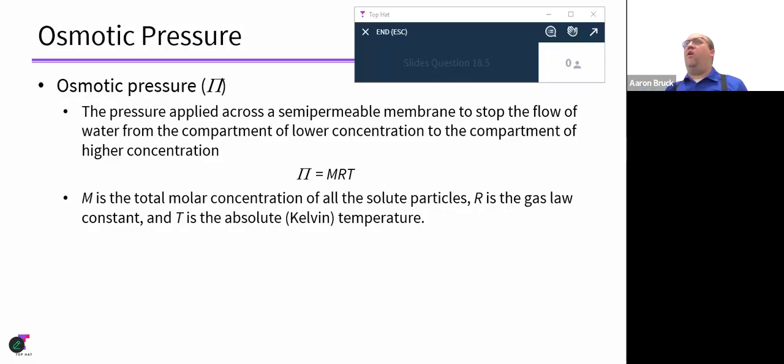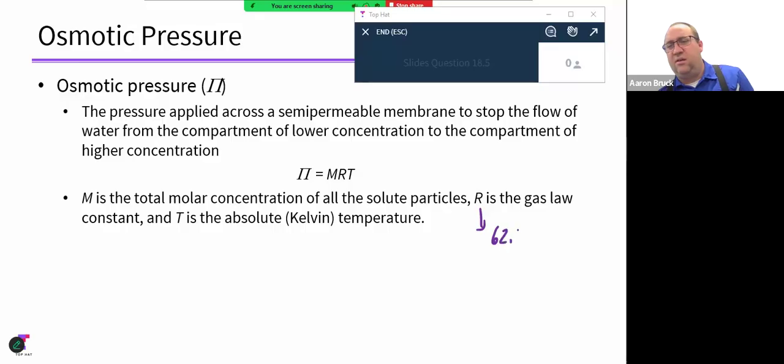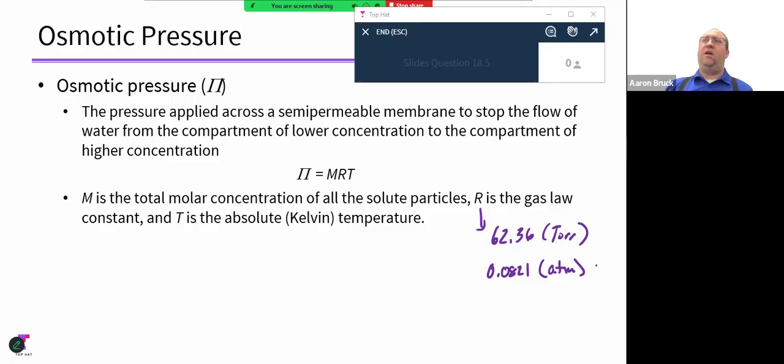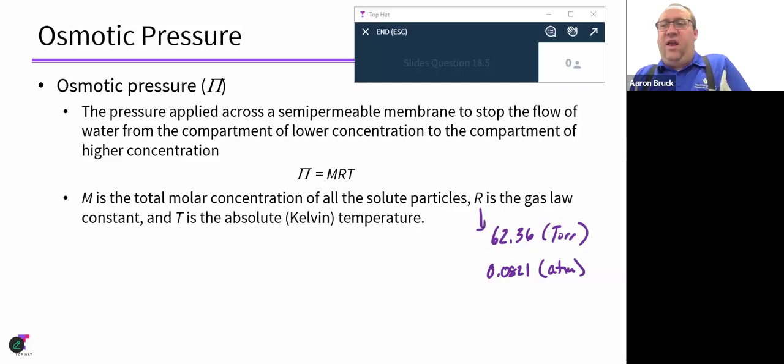Now, the question is, well, what value of R do we use here? Really just depends on what pressure unit we want for our osmotic pressure. Usually this breaks down into the most common 2 pressure units. If we're using torr or millimeters of mercury, the R value that starts with 62.36 and has all the units on it would be the one that we use. If we're looking for atmospheres, 0.0821 is the one that we would use.